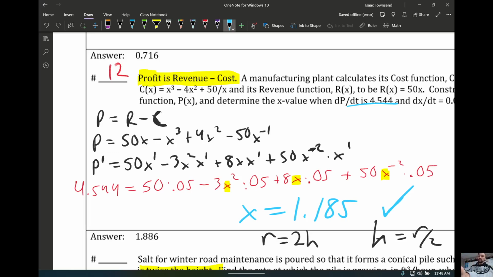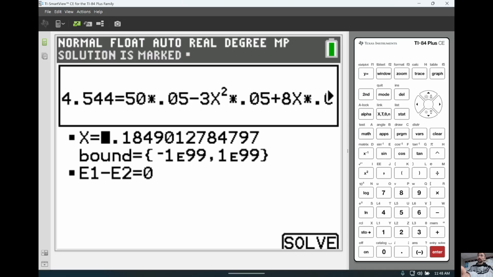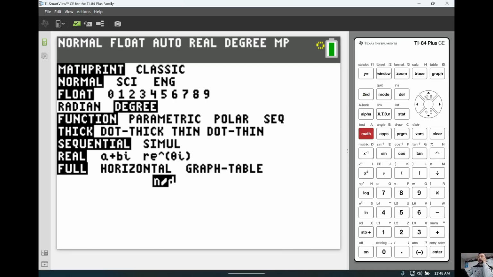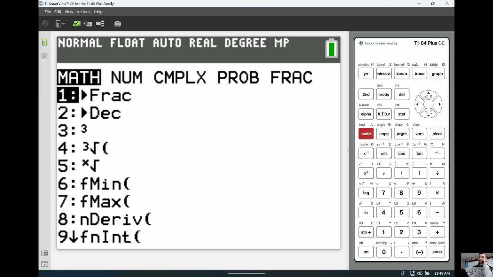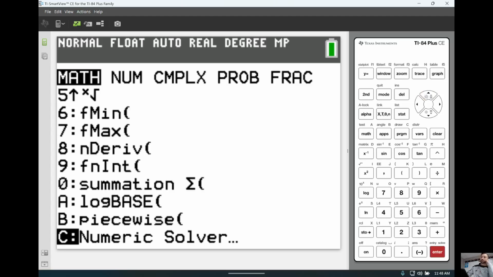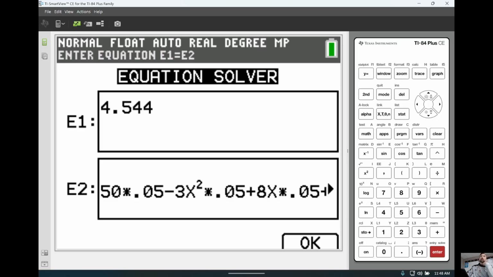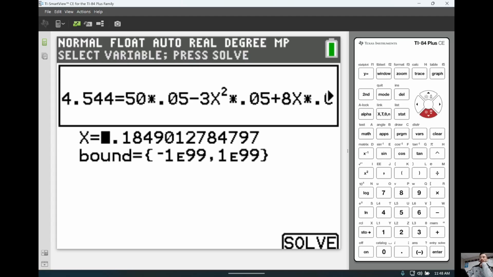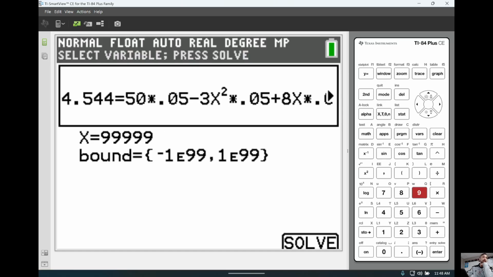Your calculator can solve equations for you if you go to math, all the way at the bottom, equation or numeric solver, one side of your equation in here, other side of your equation in there, go down. This can say anything. This is not your answer. It's not going to show your answer until after you hit alpha enter.